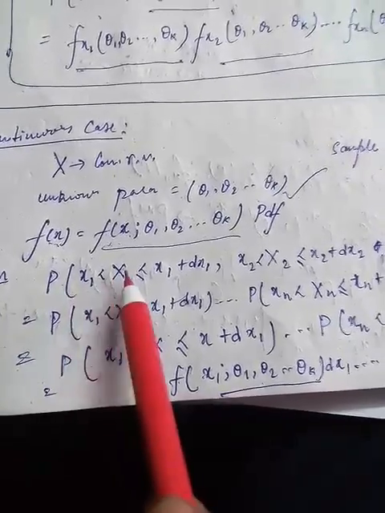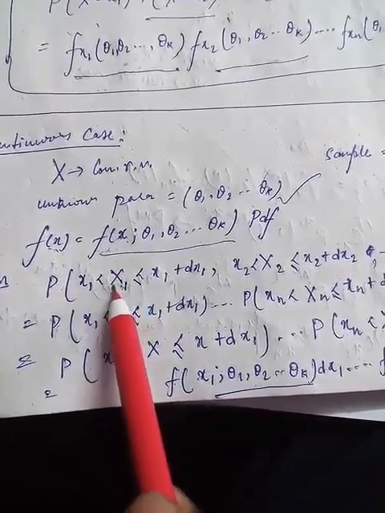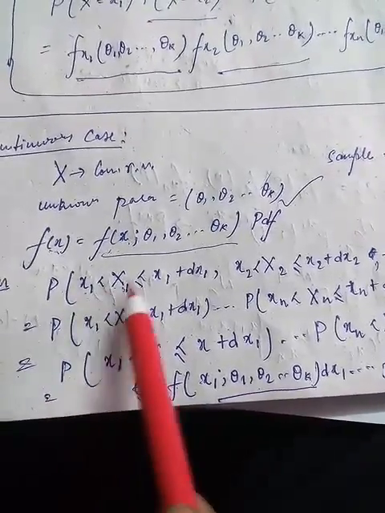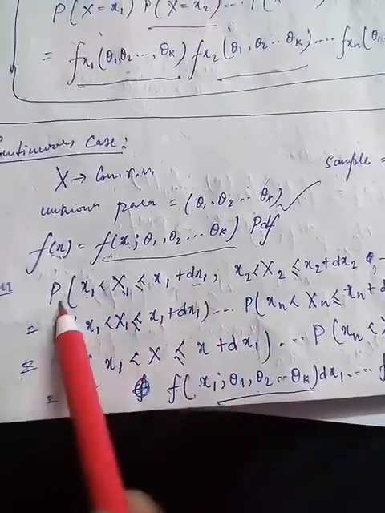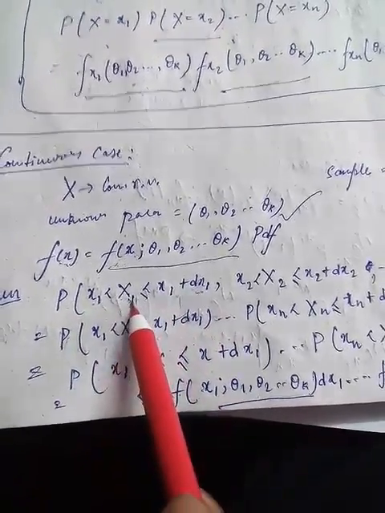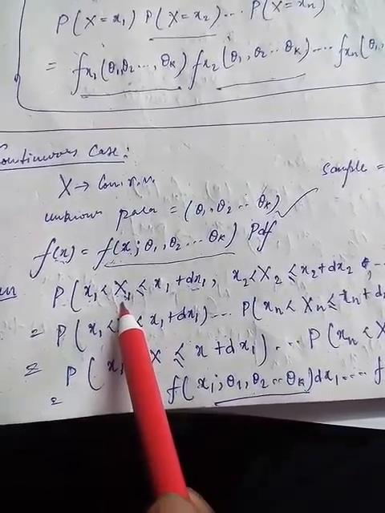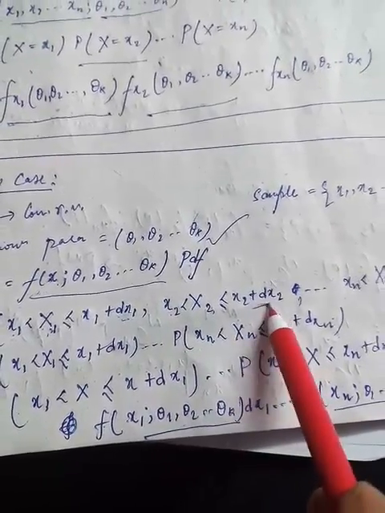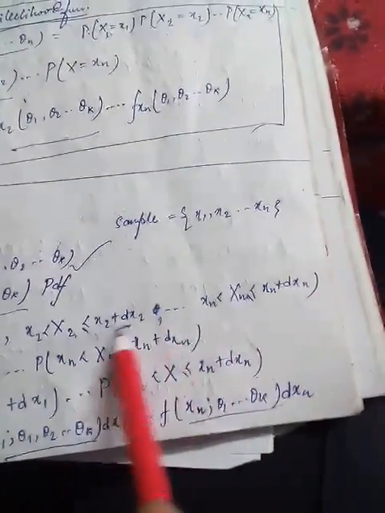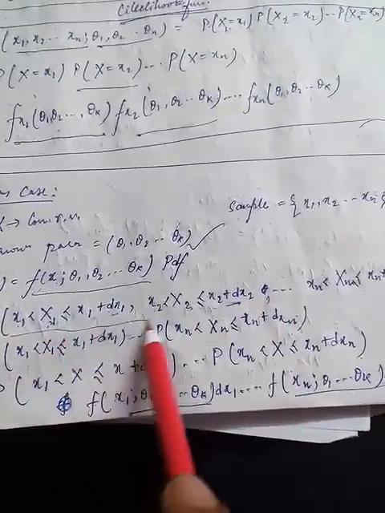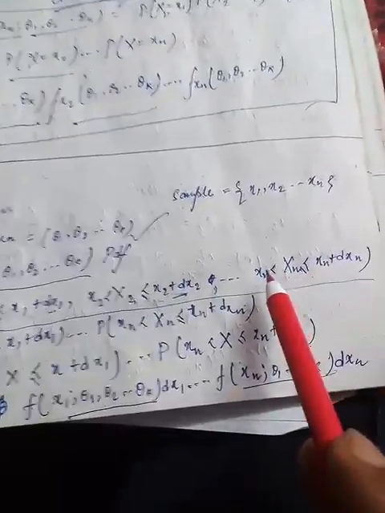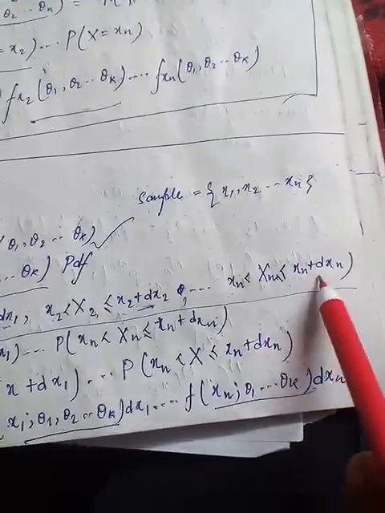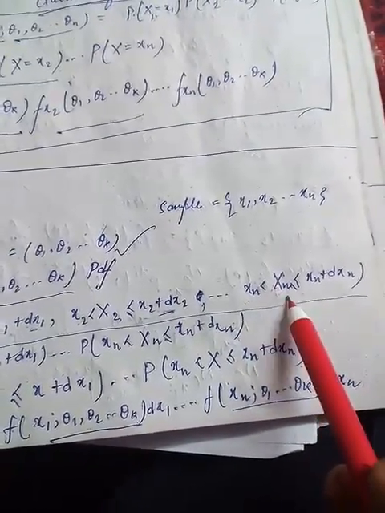Where the probability of X1 is that x1 lies between x1 and x1 plus a small change dx1. In between these, x1 is present. Like this, x2 will lie between x2 and x2 plus a small change dx2. In this way we can write it, as you can see here, xn lies between xn and xn plus dxn.